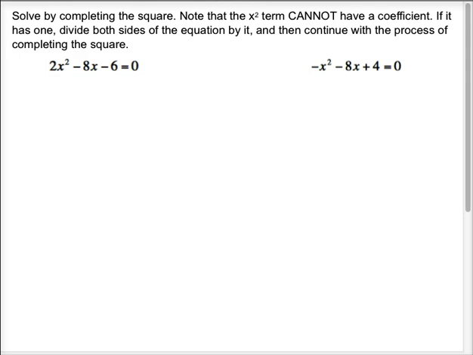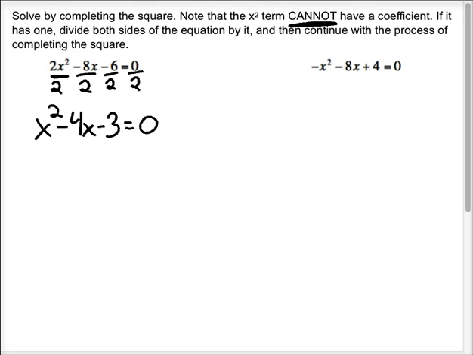So note the x squared term cannot have a coefficient. It can't have anything with it. So if it does, you need to make sure to get rid of that, all right? So in this case, my x squared has a 2. So I'm going to divide this whole equation, everything in this equation, by 2 because I don't want that with my x squared. And now that I've done that, now I'm ready to finish solving via completing the square.